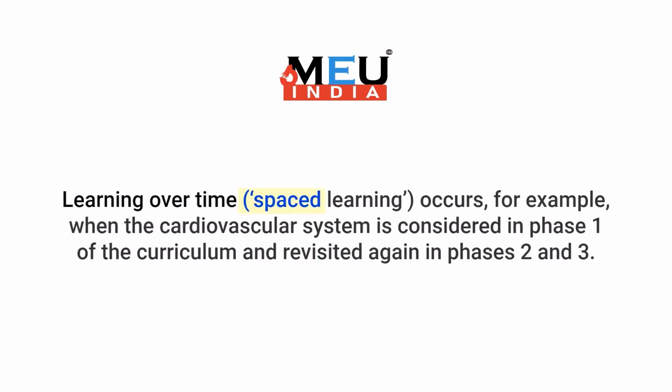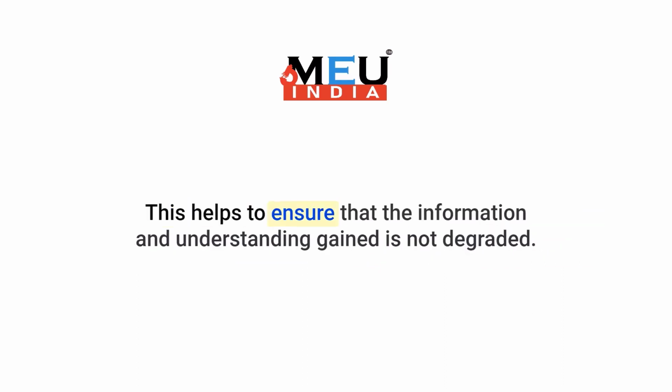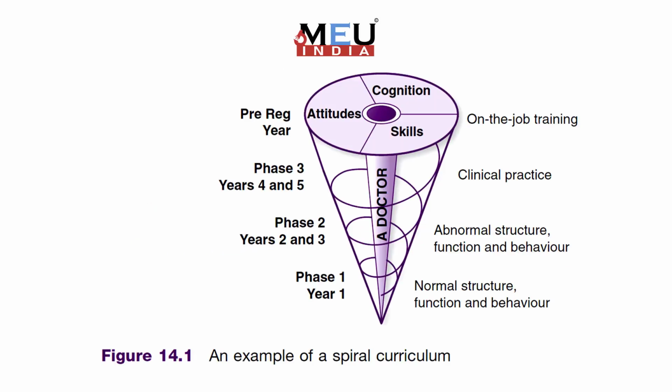Learning over time occurs, for example, when the cardiovascular system is considered in phase 1 of the curriculum and revisited again in phases 2 and 3. This helps to ensure that the information and understanding gained is not degraded. Figure 14.1, an example of a spiral curriculum.